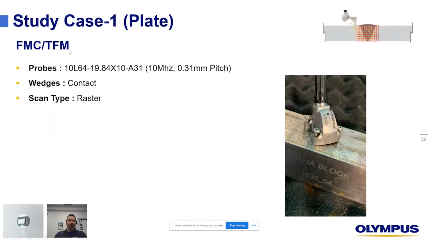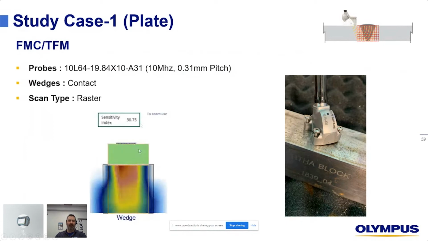From phase array moving to TFM, in this case, they use the 10 megahertz A31 with no wedge, in contact. So we see from the color map that we are going to be very sensitive right below the probe, with a sensitivity index of 30. I think this number has some units, but the way to use it is to compare one mode or one probe to the next and validate that you have the best possible result.